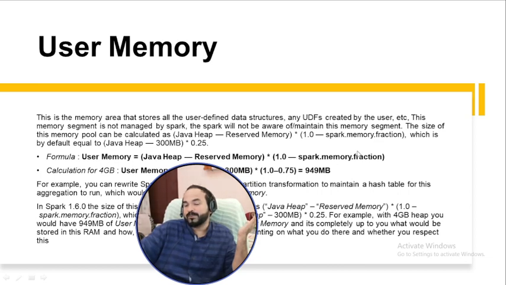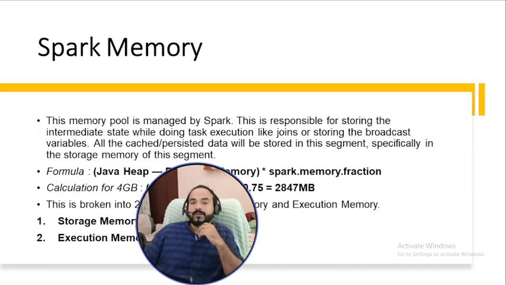Don't go too far. As I told you, user memory is 25%. So you apply 25% on the memory which is left after removing reserve memory, and you will get around 949 MB. For example, you can rewrite a Spark aggregation by using partition transformation to maintain a hash table for the aggregation to run, which would consume so-called user memory. Okay. And the next one is Spark memory, which is generally divided 50-50%.